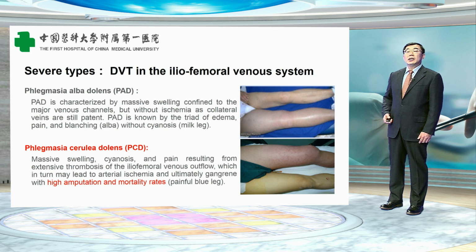And phlegmasia cerulea dolens, PCD, is characterized by massive swelling, cyanosis, and pain resulting from extensive thrombosis of the iliofemoral vein outflow, which in turn may lead to arterial ischemia and ultimately gangrene with a higher amputation and mortality rate, also called painful blue leg.